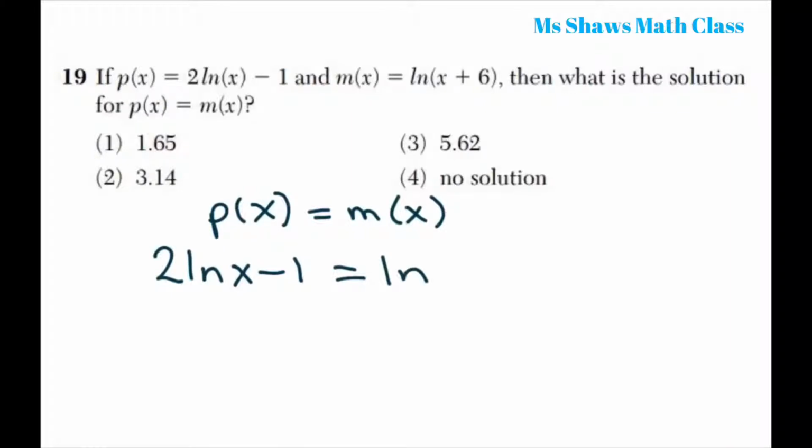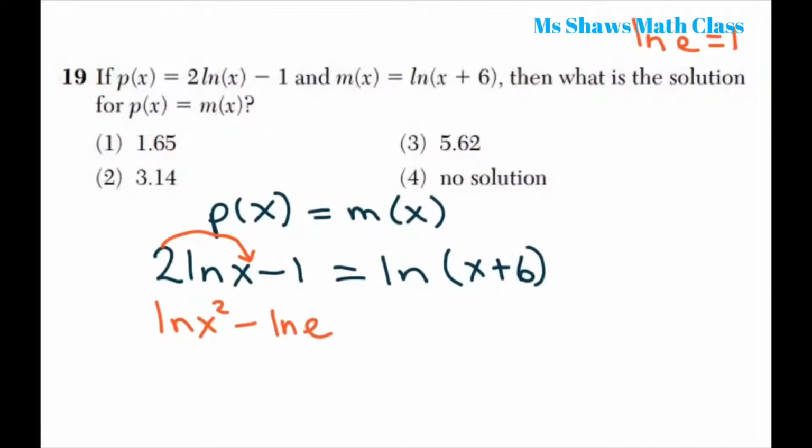Equals ln of x plus 6. Now what I want to do first is move this 2, use my power property and move it here. So I'm going to write this as ln of x squared minus, I also know that ln of e equals 1. So I'm just going to write this 1 as ln of e equals ln of x plus 6. By me doing this, I help not having to move these equations around.